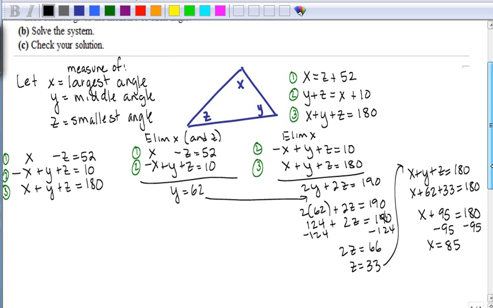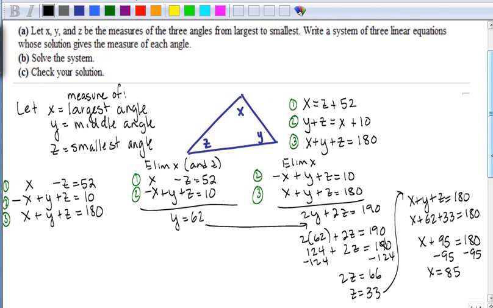So that tells us, scrolling back up, that of the three angles, 85 degrees is the largest, 62 degrees is the y, the middle, and then 33 degrees is the smallest, the z. So x, y, and z.